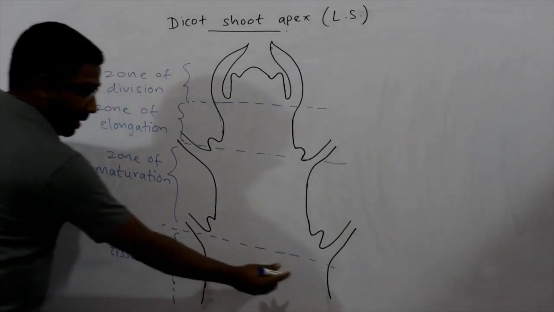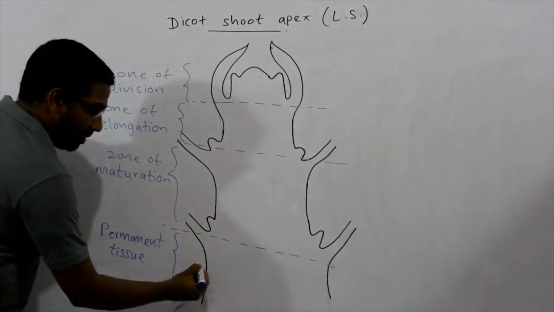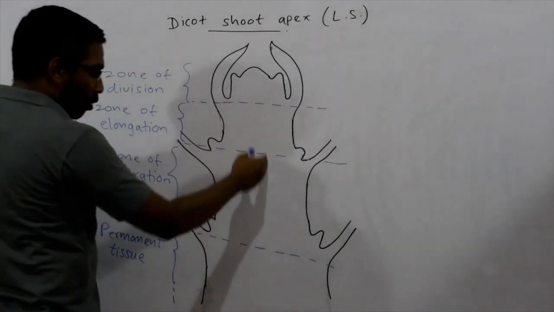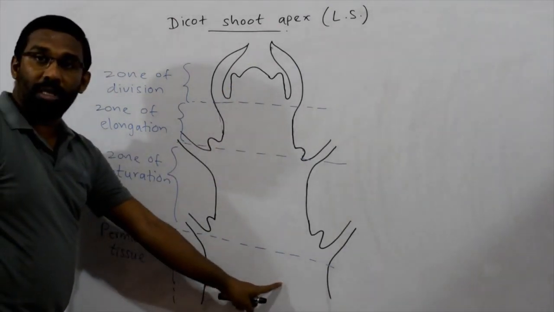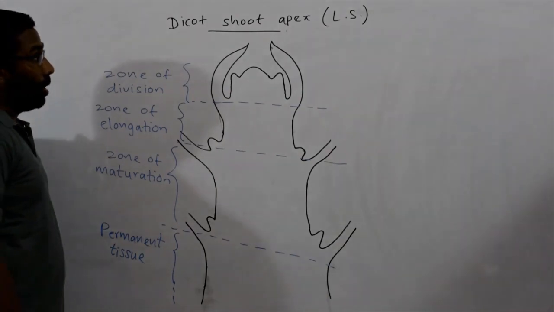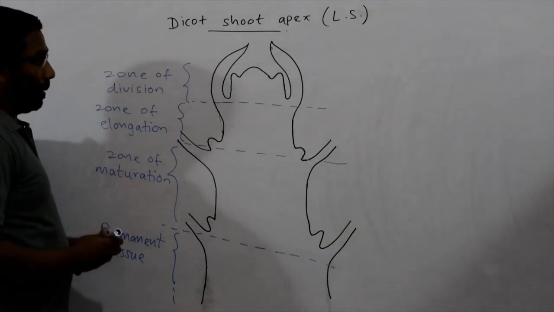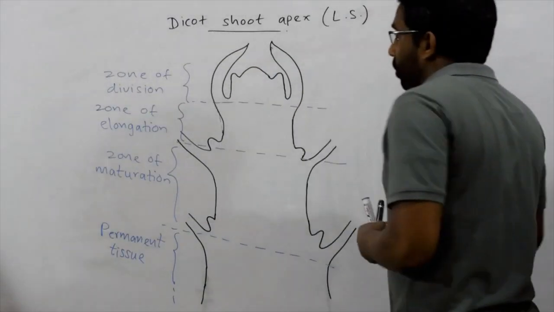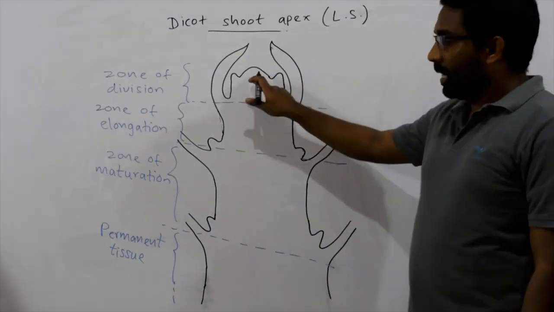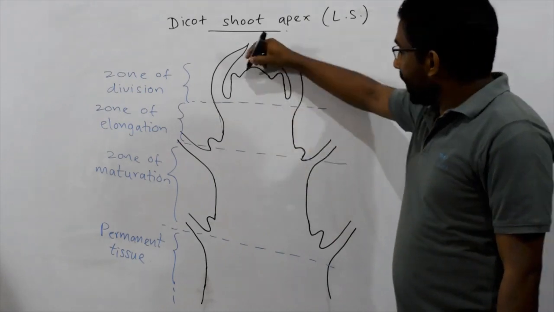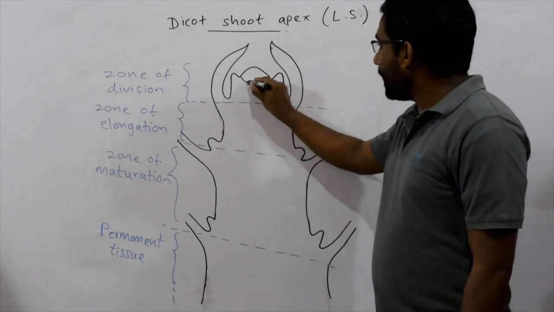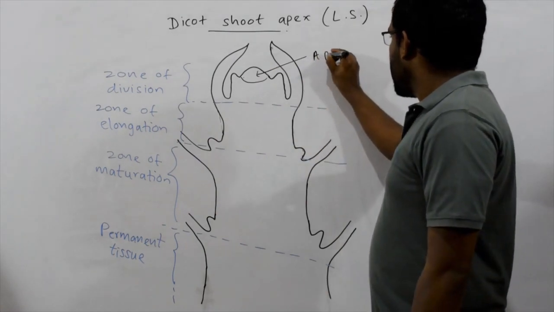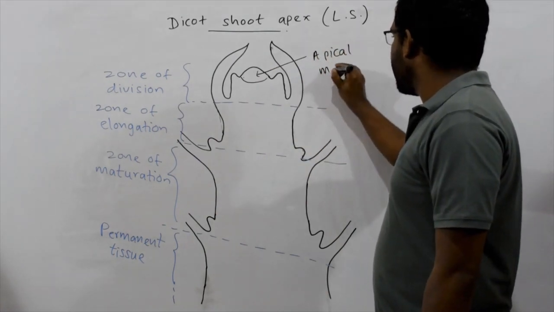Previously we discussed a transverse section taken through these permanent tissues. Now we can discuss how cell differentiation happens to produce these permanent tissues in the dicot plant stem or shoot apex. Okay, first we will start from the zone of division. Here in the zone of division of the shoot apex, the apical meristem is found at the apex. Imagine at this region it has the apical meristem.